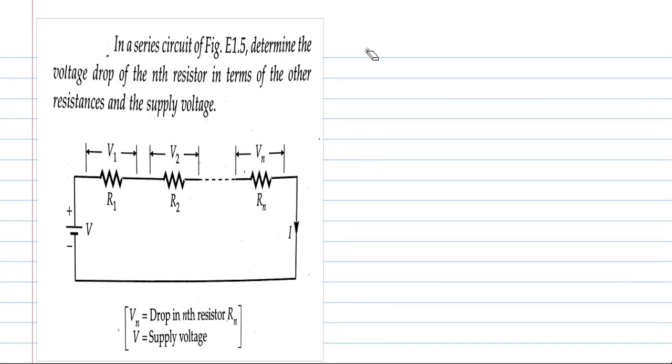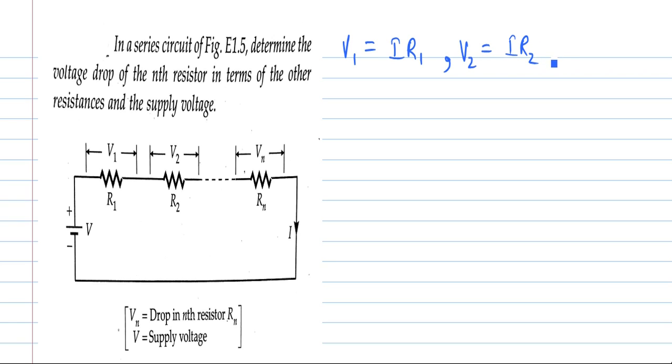Okay, so moving to the next question. In a series circuit of a figure, determine the voltage drop of the nth resistor in terms of the other resistances and the supply voltage. So the voltage across the first resistance R1 is equal to I into R1, because I is going in series with all the resistances, and the voltage across the second resistance is V2, that is equal to I into R2. In a similar manner, the voltage across the nth resistance is Vn, equal to I into Rn.